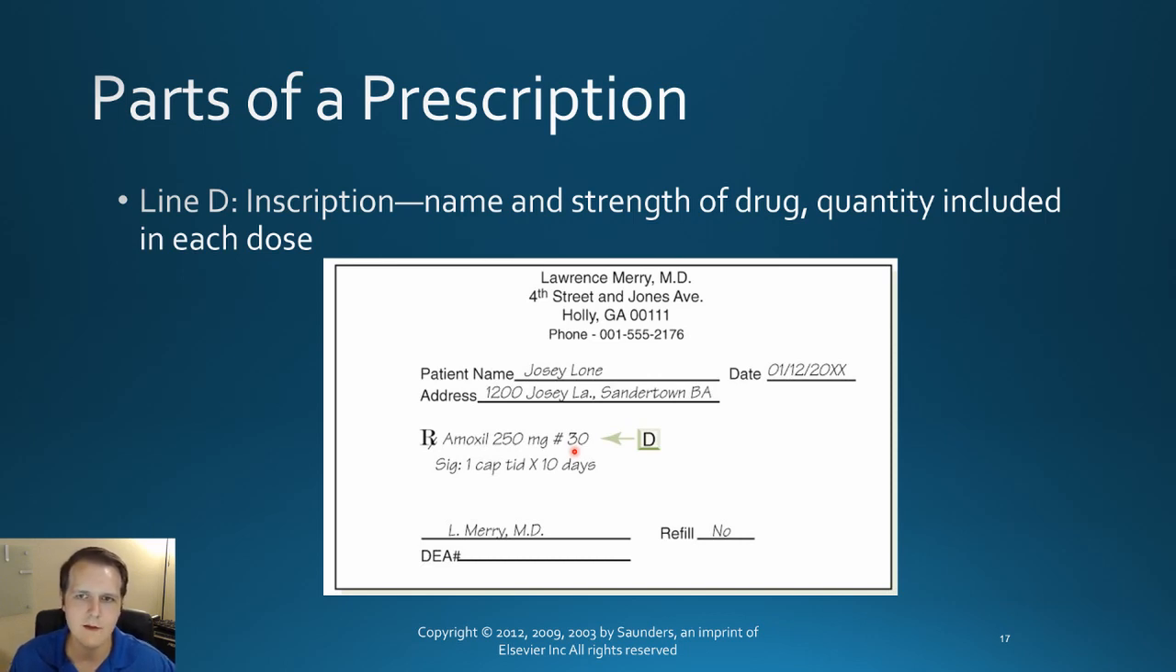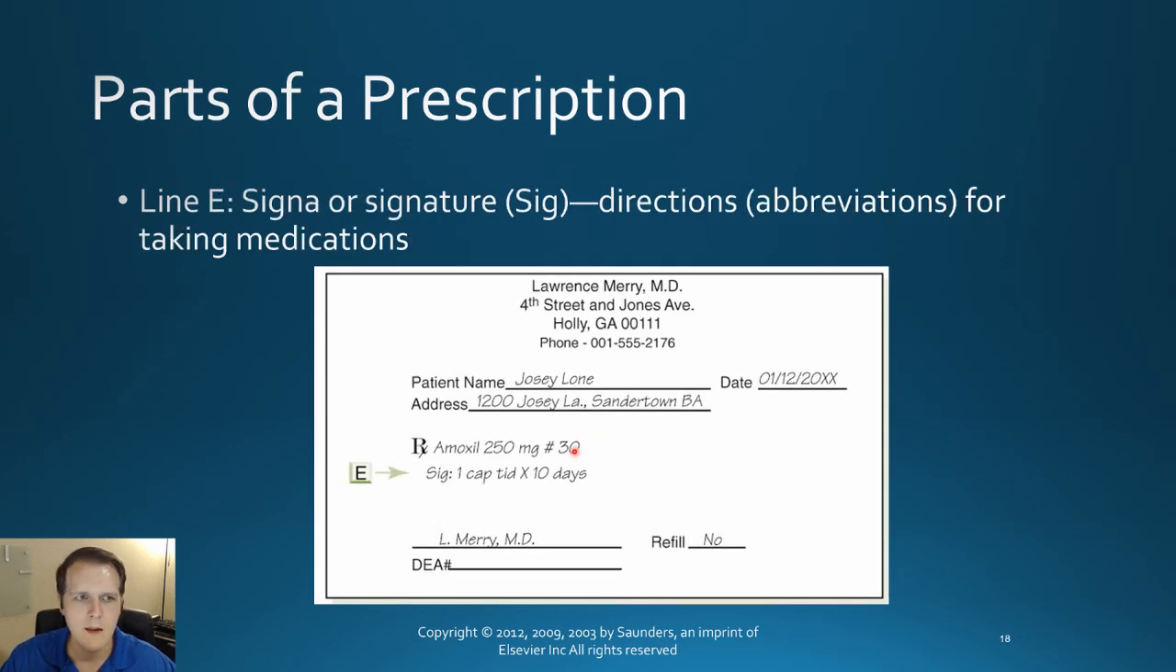So the inscription tells us how much we're going to be giving with each particular dose. Next, you have the SIG, or the signature. Now, this is confusing because some people think signature, they think of signing their name. In this case, this is really referring to the directions for taking the medications. And here, you're going to see a lot of abbreviations being used.